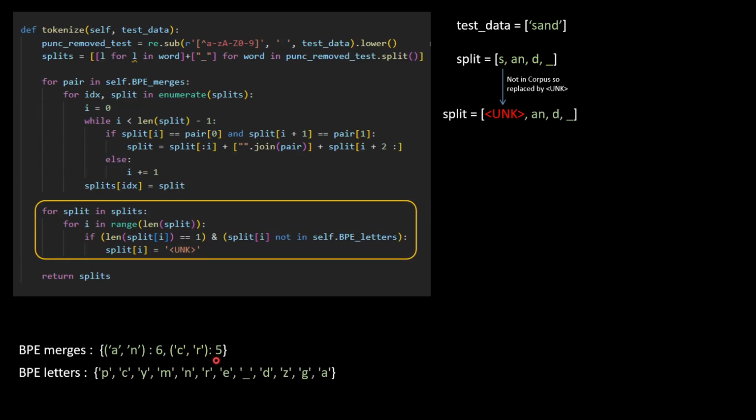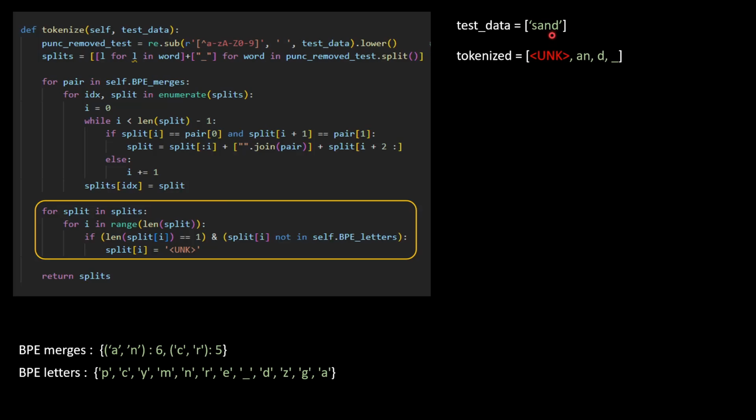And last one thing is, in this tokenized version we need to handle the out of vocabulary letters. So we will scan through our BPE letters and see which single length characters are not present in these BPE letters. So S is not there in our BPE letters, so we will replace it with an unknown token. And this is our final tokenized form of sand.